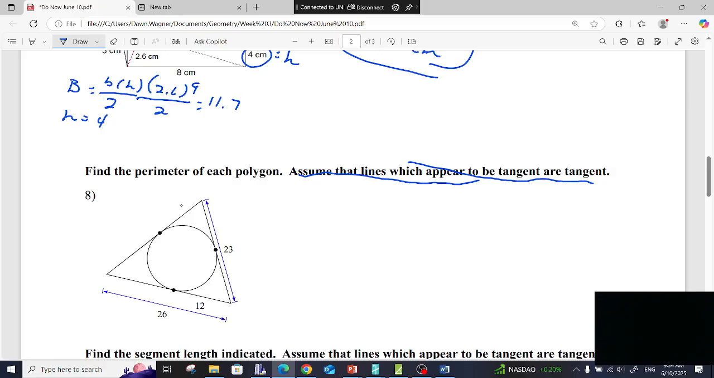However, we're missing these two pieces here and here, right? I know that from here to here is 12. So what's going to be the distance from here to here? Not 12. 26 minus 12 is 14. Now, one of the theorems we learned about was that if you have two tangent lines drawn to the same point, to the same circle, these outside pieces are the same. So this is 14 here.